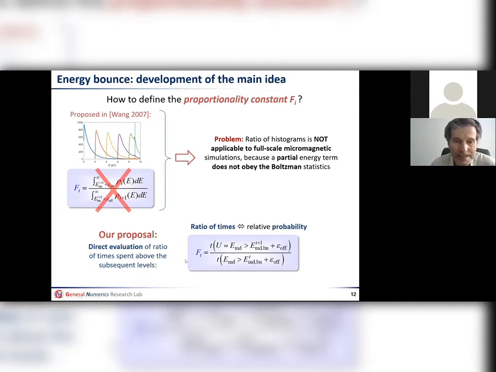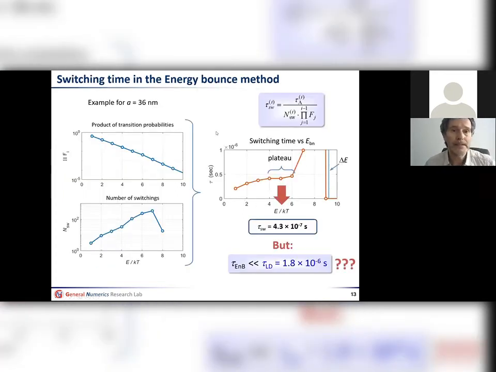So we use the direct definition of this transition factor as the ratio of the time the system spent above the i plus 1 level divided by the time the system spent by the level number i. Then the method works reasonably. You have the product of transition probabilities, which exponentially decays with the number of level. You have number of switchings, which exponentially increases with the number of level. So you have here the nice plateau.